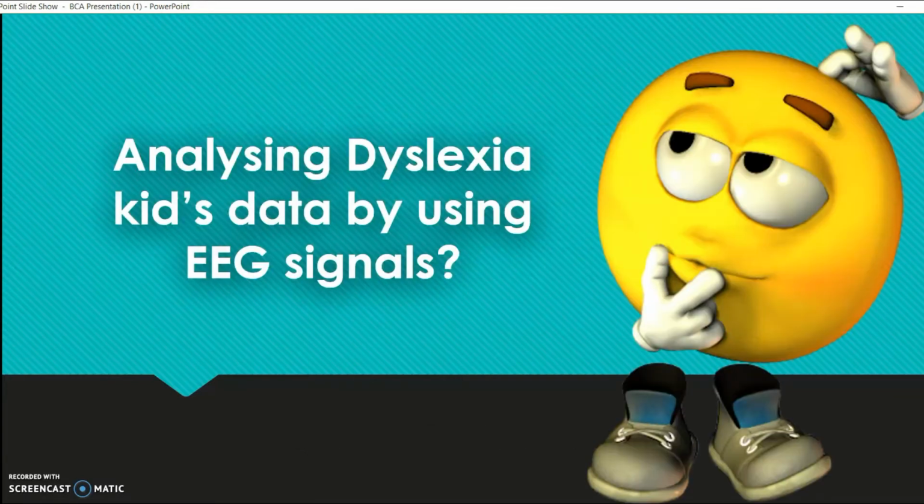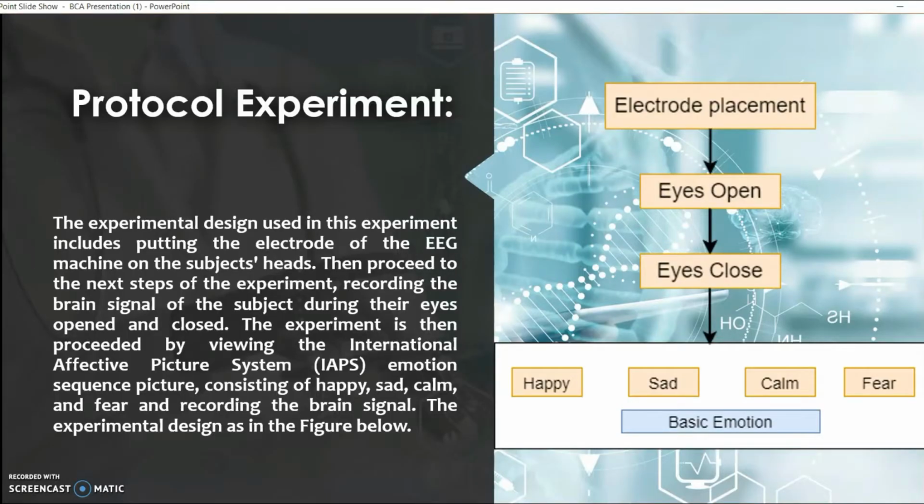As a group, we have analyzed the data for dyslexia kids, and here is our experiment design based on the data given. At first, put the electrodes of the EEG machine on the subject's head. Then record the brain signal from the subject during their eyes open and eyes closed. After that, the experiment proceeds by viewing IAPS, the International Affective Picture System emotion sequence pictures, that consist of happy, sad, calm, and fear, and record the brain signal.